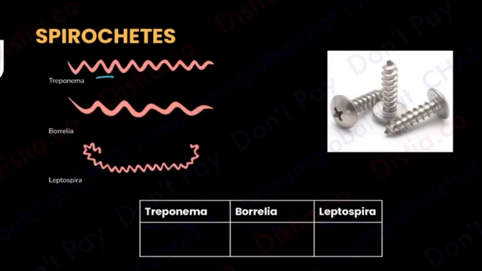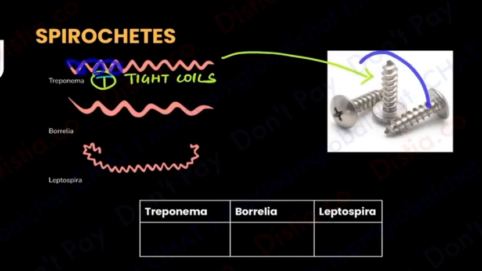How do I differentiate? T for T. So Treponema is the one that is going to have very, very tight coils. You can see the spiral, it's very tight. It's so tight that it has started looking somewhat like a nail or a screw, isn't it? And that is how I've learned it. Because it is very tight and looks like a screw, what is the motility? It's the corkscrew motility that it has. So simple, the one that looks like a screw is going to have a corkscrew motility, that is T for Treponema, T for tight.